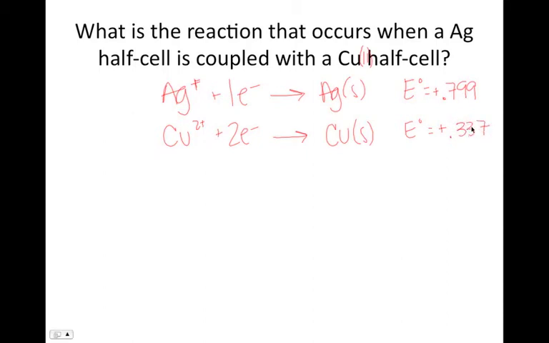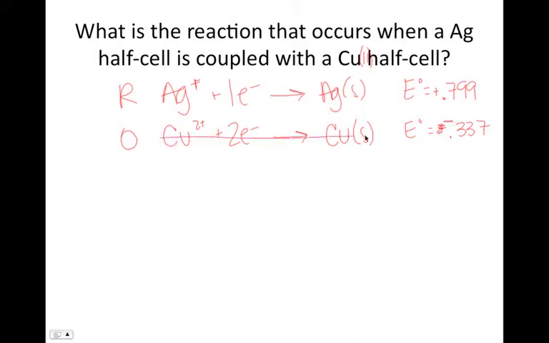So when you're looking at this and asking which one of these is going to be oxidized and which one is going to be reduced, well, the one that's going to be reduced is the one that has the most positive value for E. Since silver has the highest value for E, silver is going to be our reduction reaction, which means we keep it just like it is. And copper is actually going to be our oxidation reaction, which means this gets flipped, so now it's negative 0.337.